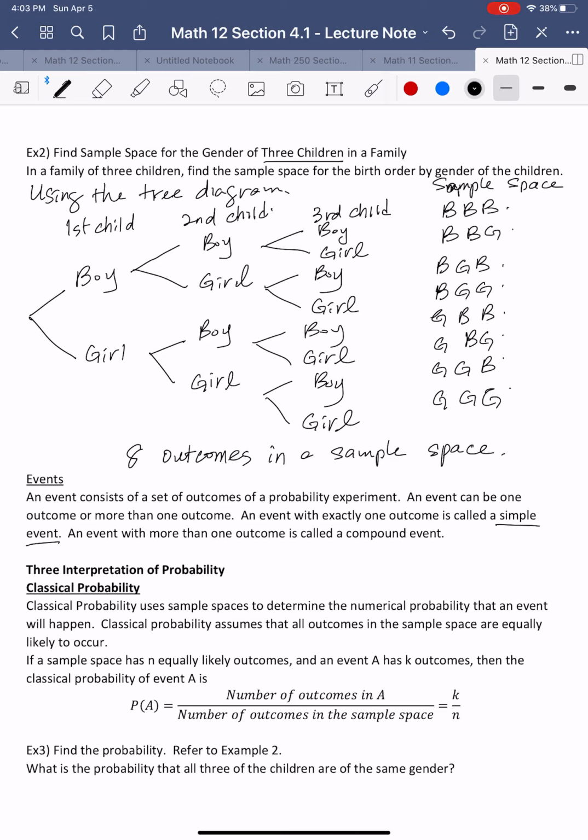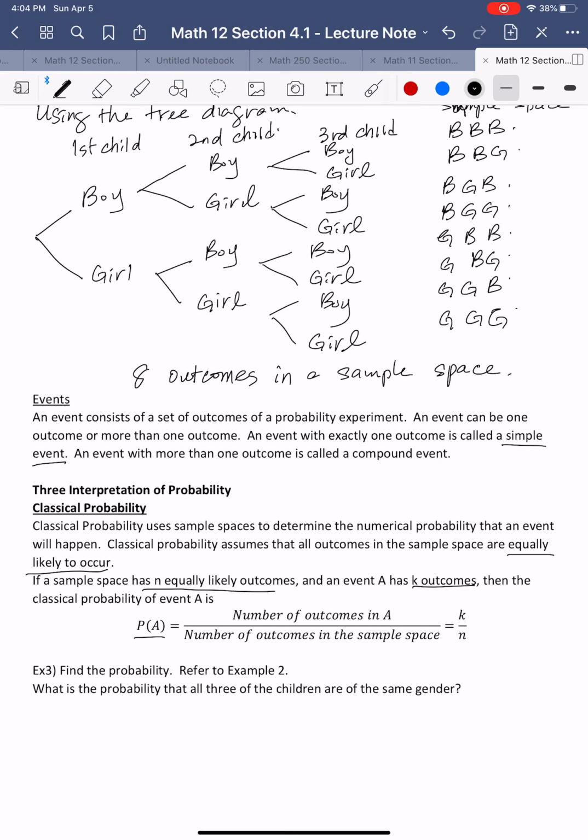Classical probability assumes that all outcomes in the sample space are equally likely to occur. So everything is kind of fair, and each one leads to one of the outcomes. If the sample space has n equally likely outcomes and event A has k outcomes, then the classical probability of event A is the number of outcomes in A over the number of outcomes in the sample space, which is k over n.